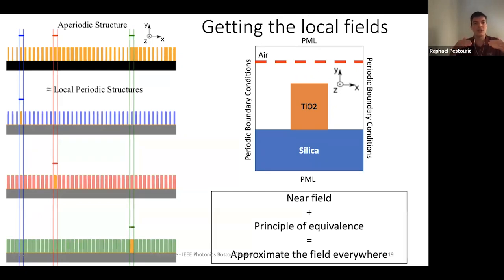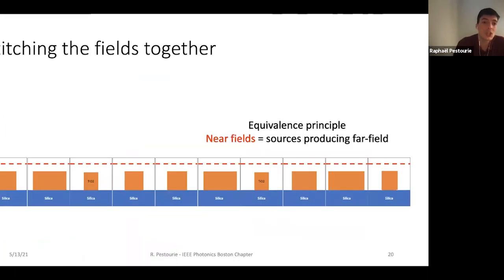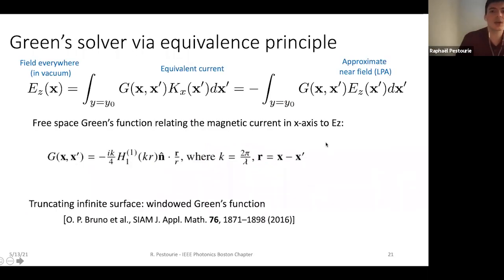Once you have the field above the metasurface, you can then use an equivalence principle to find the equivalent current that you can then convolve with the Green's function and get the field everywhere. So you do all those small simulations in a loop on your laptop, and you can reconstruct the field by stitching all those small simulations together. And then you use the equivalence principle.